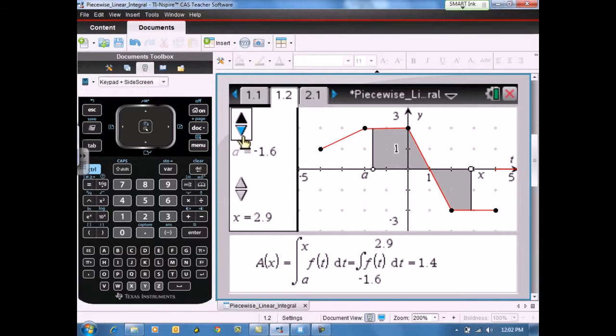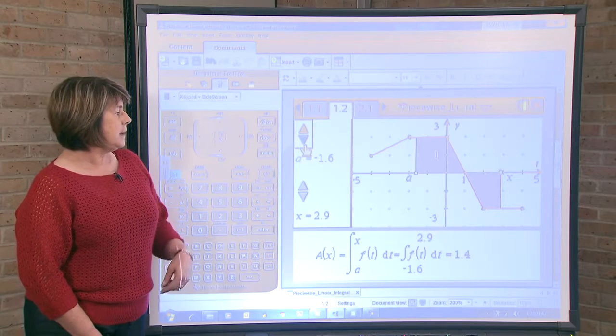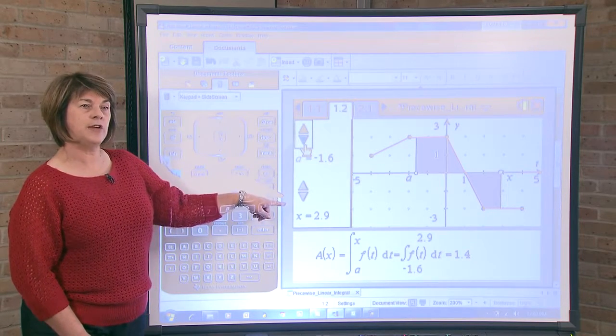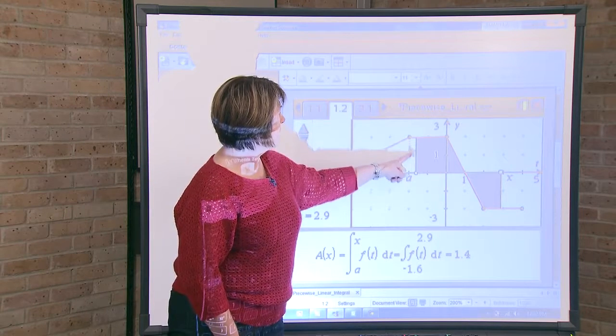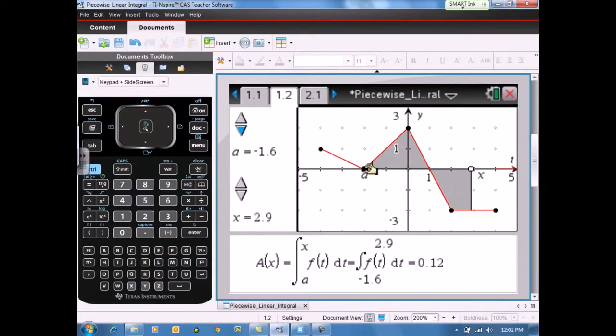So students will have the opportunity to manipulate the area under the curve and see how it affects the value of the definite integral. Not only do they have the opportunity to change a and x, but they may also grab those vertices and change the actual piecewise function. This is a very powerful demonstration of how a piecewise function and how the areas of geometric figures such as rectangles, triangles, and trapezoids can be used to compute the value of a definite integral.